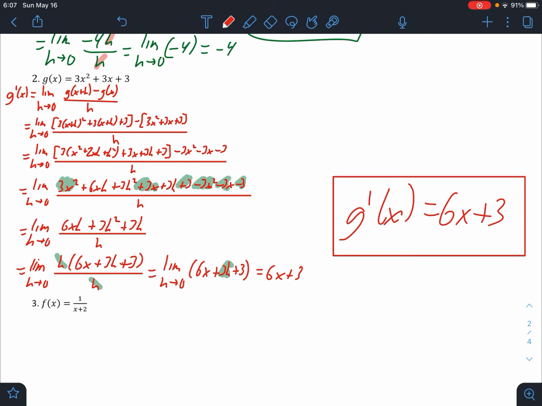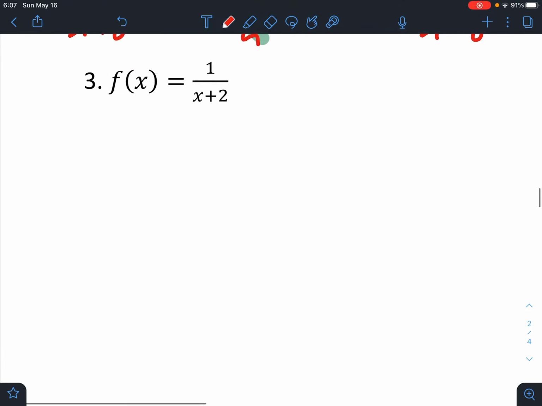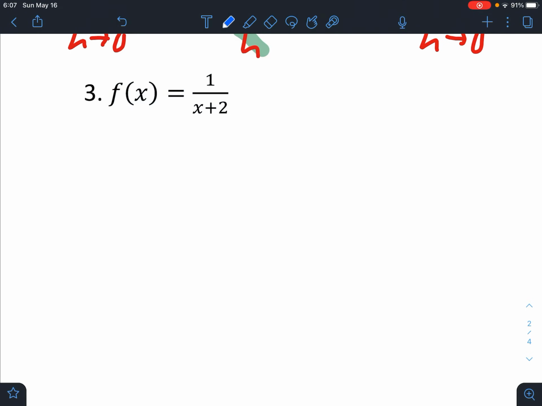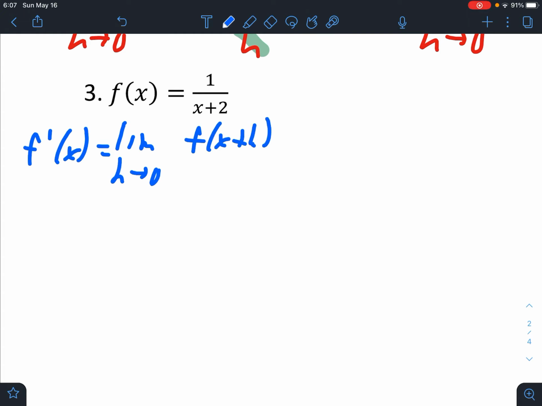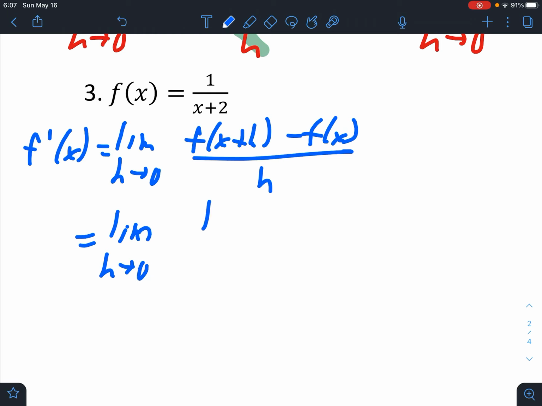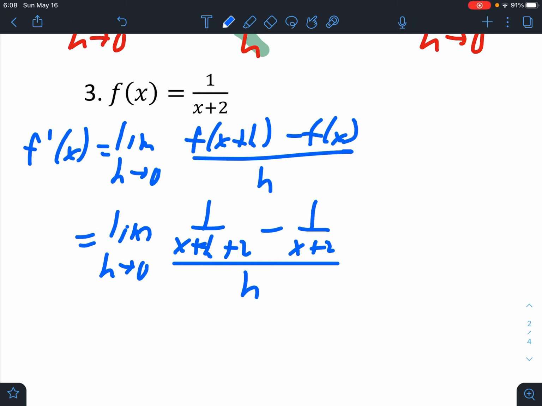All right, we're going to take a look at one more together here. So we want to find f prime. So that'd be a limit as h approaches 0 of f of x plus h minus f of x over h. Which would be 1 over x plus h plus 2 minus 1 over x plus 2 all over h.